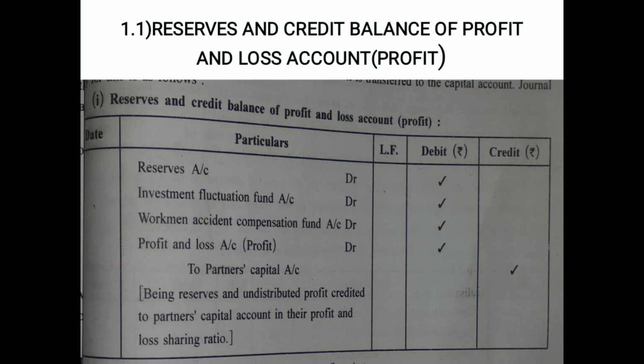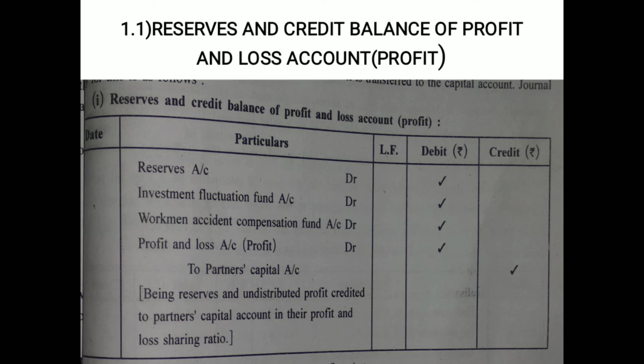So obviously a single ratio is to be considered, the one which is provided in the question. Reserves is given on the liabilities side. The amount of reserves will be credited to partners' capital account, and this is the reason the reserves account has been debited. That means this account has been closed. Basically this is given on the credit side of the balance sheet. Just because the amount is credited to partners' capital account, this is debited here. This means the reserve account has been closed.